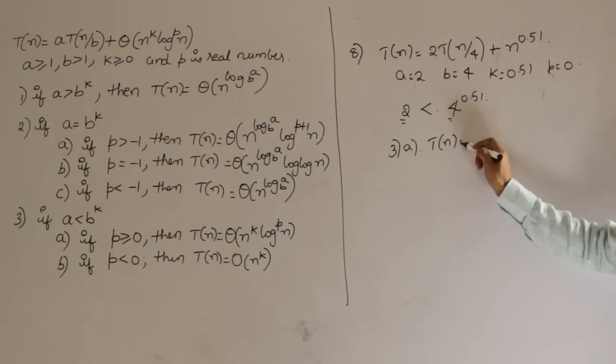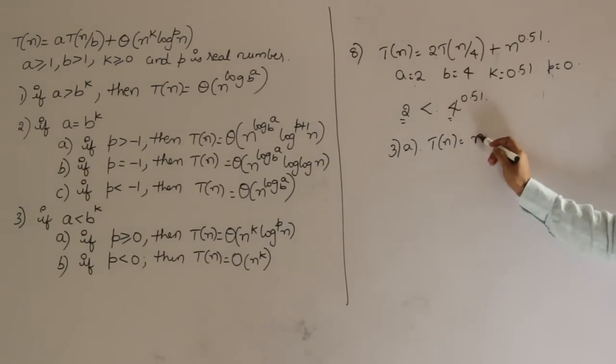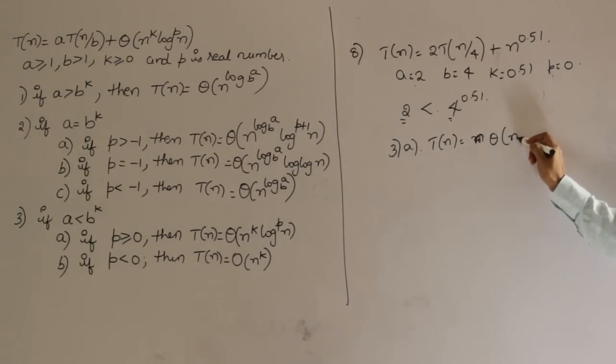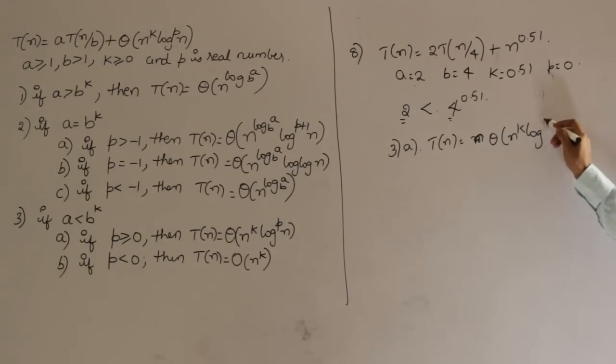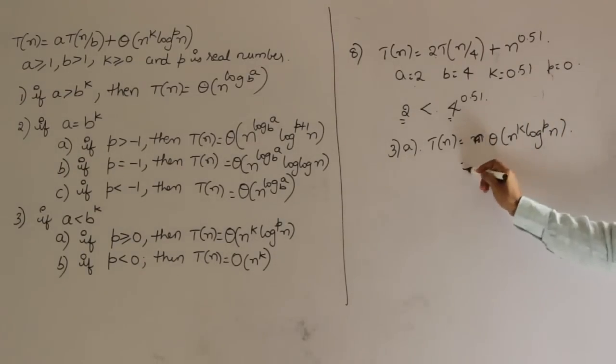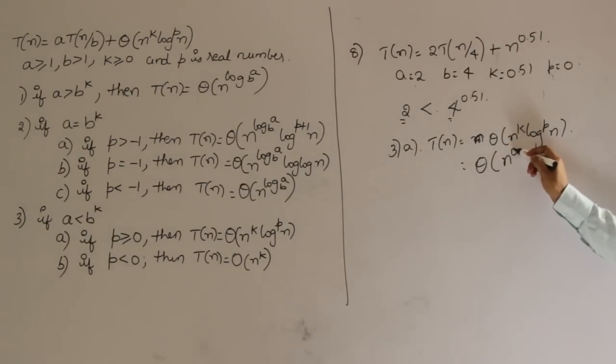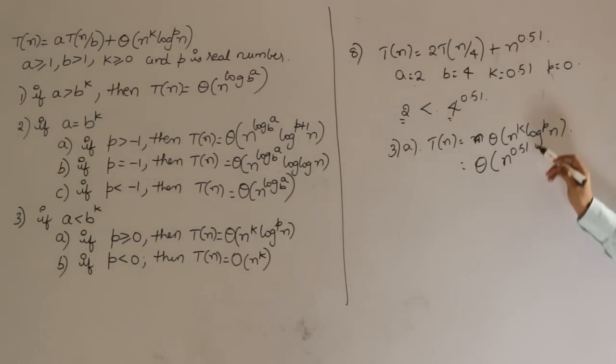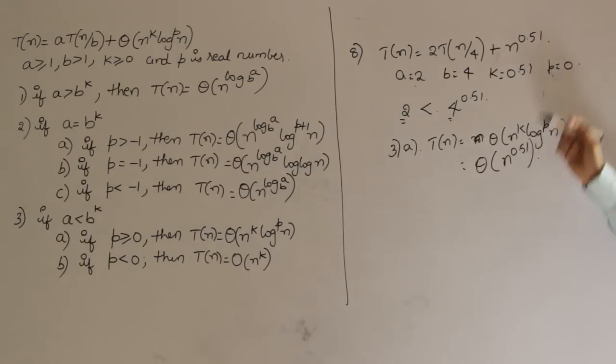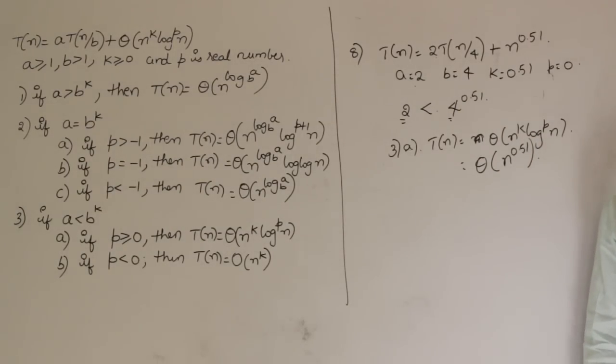Therefore what is T of n? T of n equal to theta of n power k log p n. What is n power k here? Theta of n power 0.51 into log p, which is nothing but 0. Therefore it is n power 0.51.